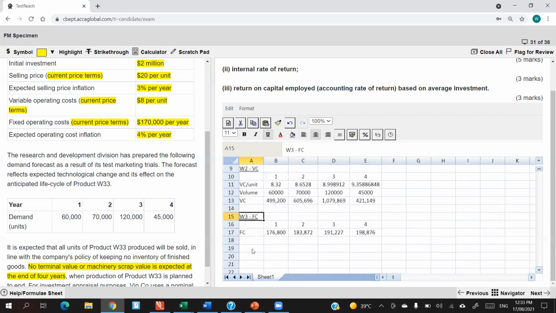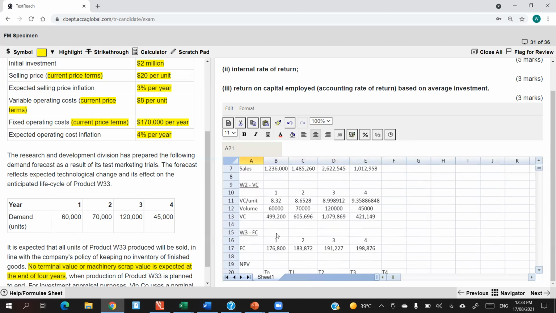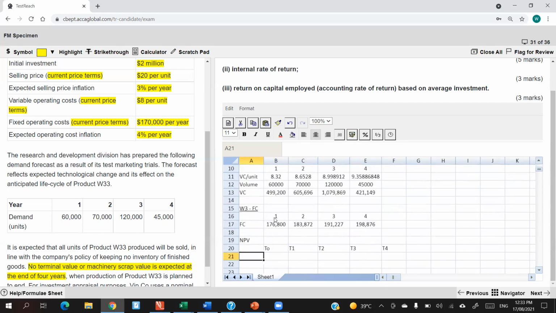So if we can go to the NPV format, and on the NPV format, we'll put here as T0, T1, T2, T3, and then T4. And the first thing which I'm going to put here is my sales values, my variable costs and fixed costs.